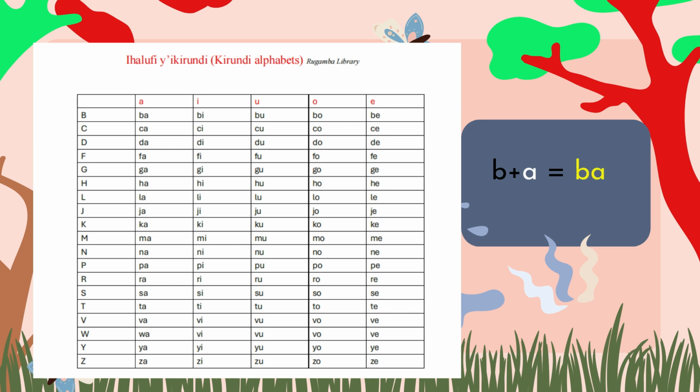So now let's go to P. As is P, right? Pena ani pa. Pena ini pi. Pena uni pu. Pena oni po. Pena eni pe. Good job. Now let's go to R. R is re. Rena ani ra. Rena ini ri. Rena uni ru. Rena oni ro. Rena eni re. So R needs to sound like re, re, re.